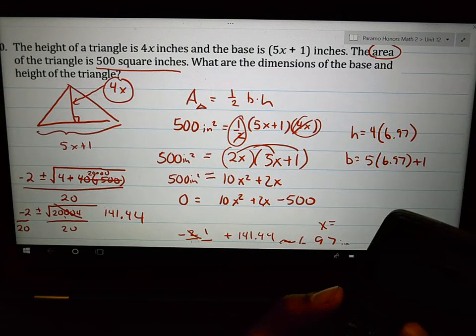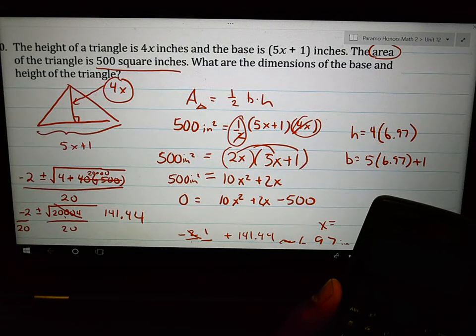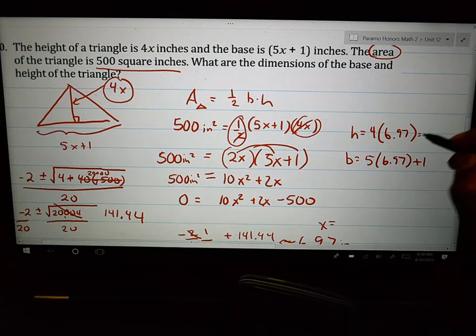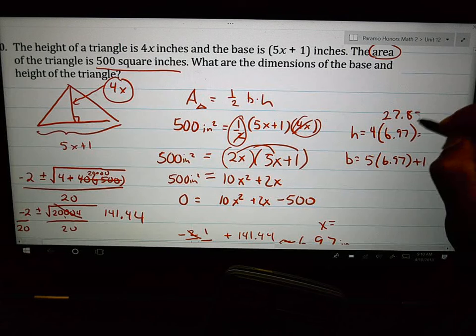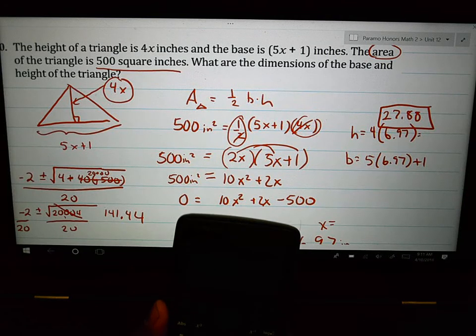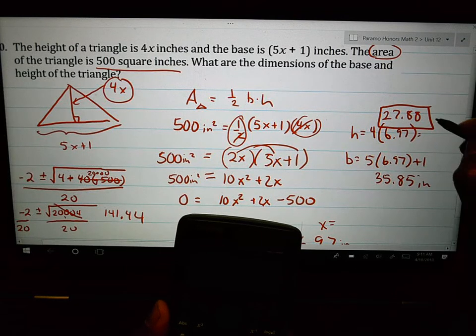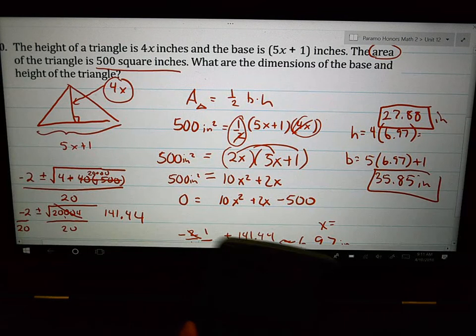6.97 times 4 is about 27.88. 5 times 6.97 plus 1 is about 35.85 inches. And those are my two answers.